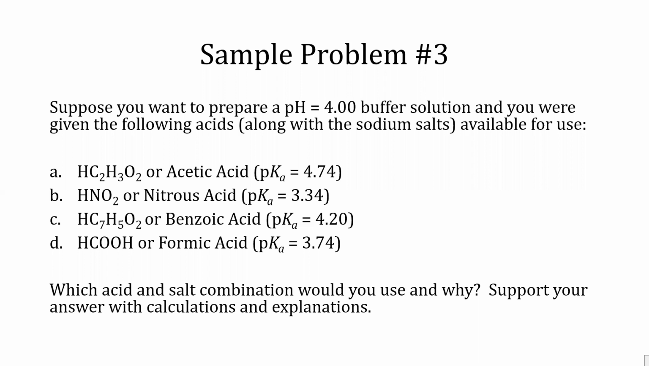A, HC2H3O2 or acetic acid with a pKa equals 4.74. B, HNO2 or nitrous acid with a pKa equals 3.34. C, HC7H5O2 or benzoic acid with a pKa equals 4.20. D, HCOOH or formic acid with a pKa equals 3.74. Which acid and salt combination would you use and why? Support your answer with calculations and explanations.